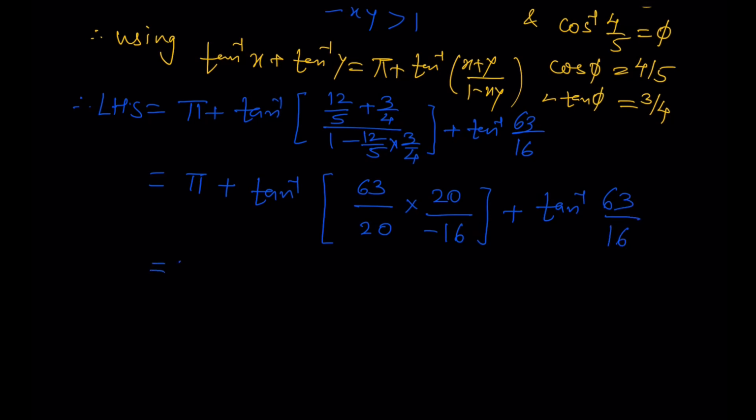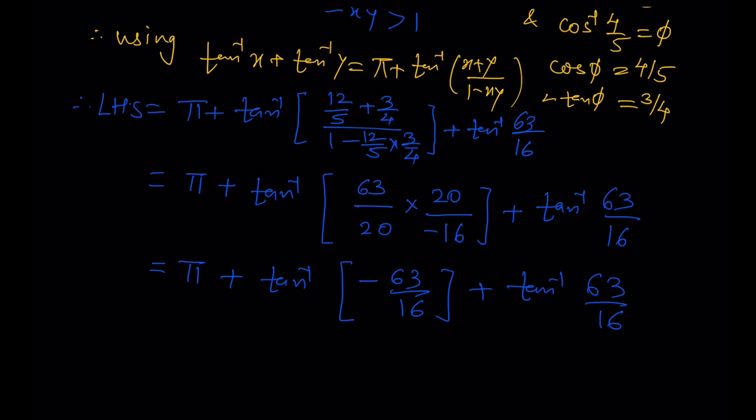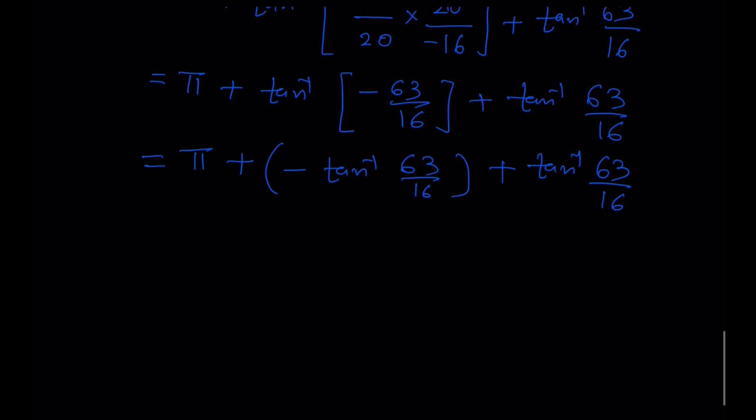that is equal to pi plus tan inverse of minus 63 by 16 plus tan inverse of 63 by 16. Further we know that tan inverse of minus 63 by 16 we can write as minus of tan inverse, right? So this can be written as minus of tan inverse 63 by 16 plus tan inverse 63 by 16. So minus tan inverse 63 by 16 plus tan inverse 63 by 16 gets cancelled, so you get pi as the answer.